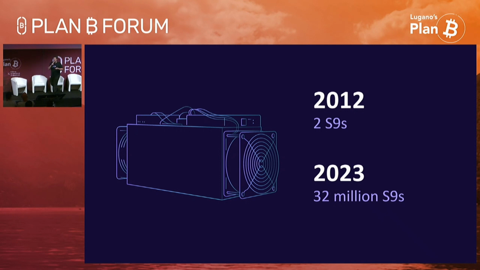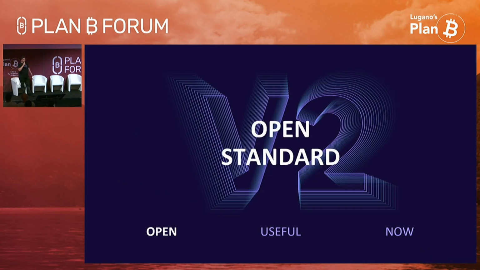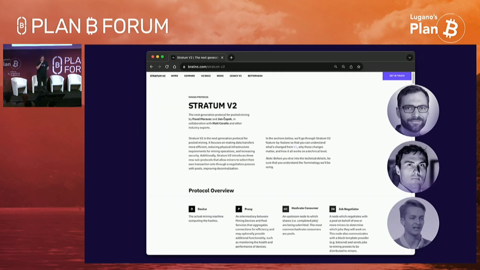So it's very simple. We need a new standard because it's already such a huge industry that grew so large and continues to grow. So we need a new standard, and I'll tell you about the benefits that it brings. I will start and emphasize three points. It's an open standard, it's useful and good for Bitcoin, and it's happening now. So let me start with open standard.